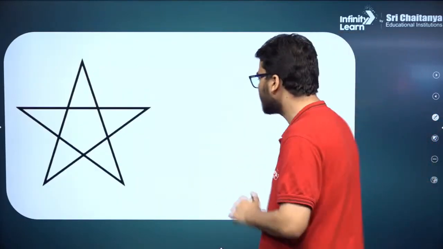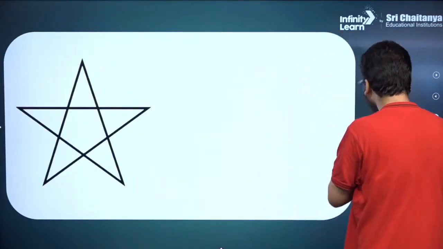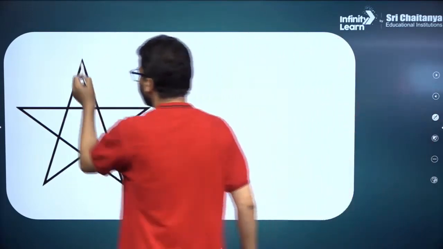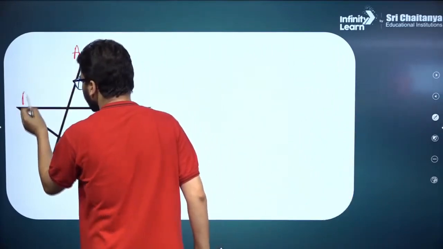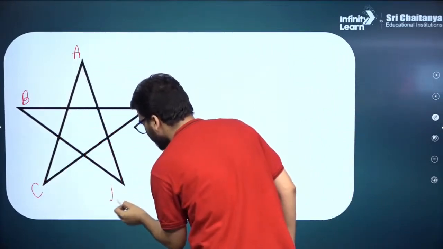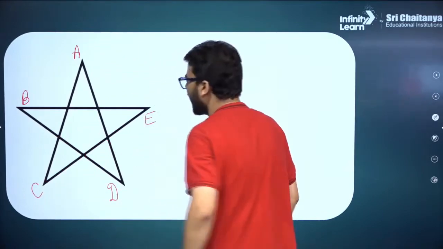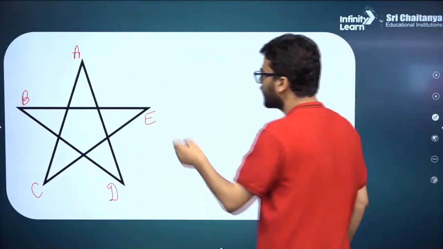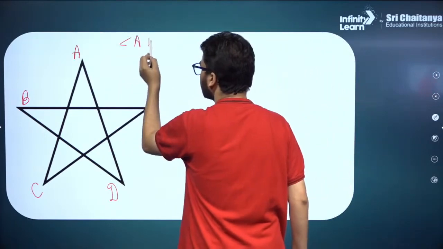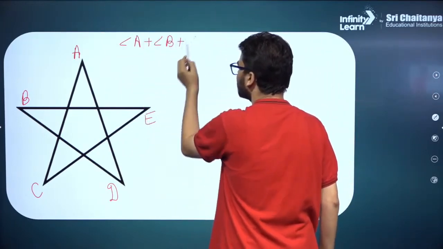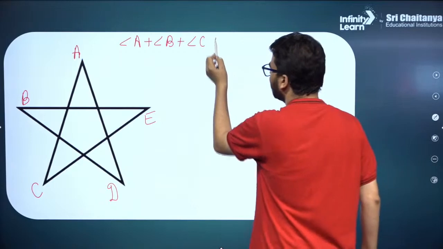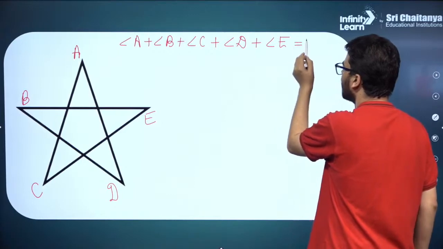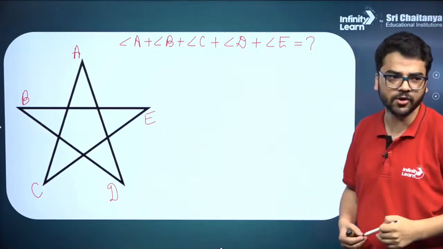Suppose this is a figure in front of you and all of these are straight lines only. Suppose I name them as A, B, C, D, E. Can you tell me what is the value of angle A plus angle B plus angle C plus angle D plus angle E over here? What is this thing, guys? This is again a very famous question, right?